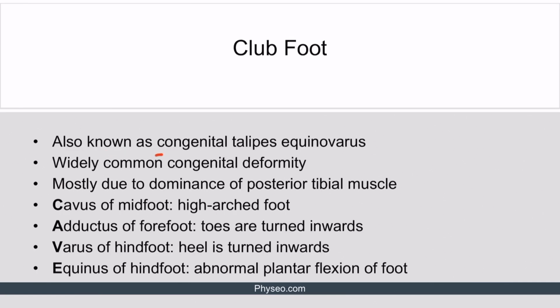Clubfoot is also known as congenital talipes equinovarus. The name itself describes a condition. It is a widely common congenital deformity and occurs mostly due to the dominance of posterior tibial muscle.